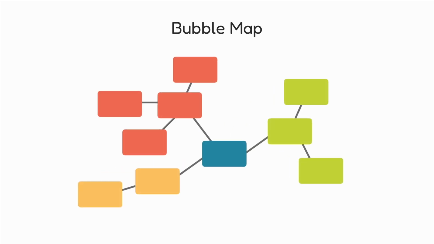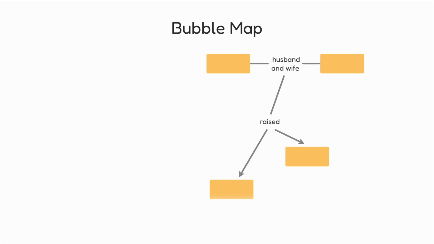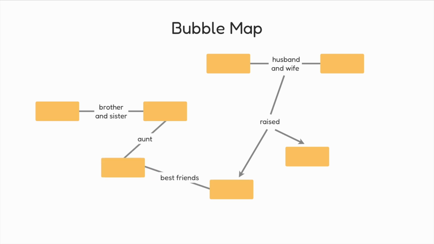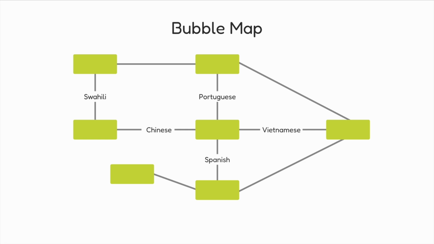Because it uses lines or arrows to map out how its bubbles are connected. Bubble maps can be used in many different ways. Some look like family trees and can show how people or characters in a story are related. Others might show the different languages that are spoken between people.